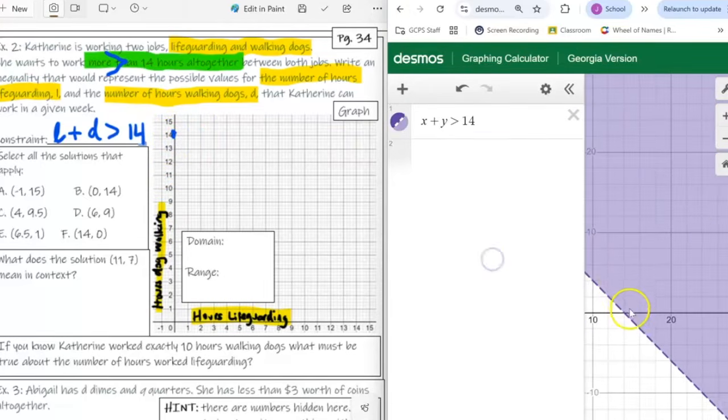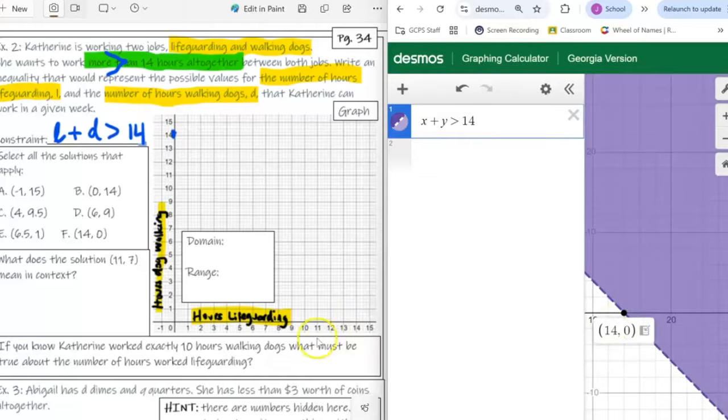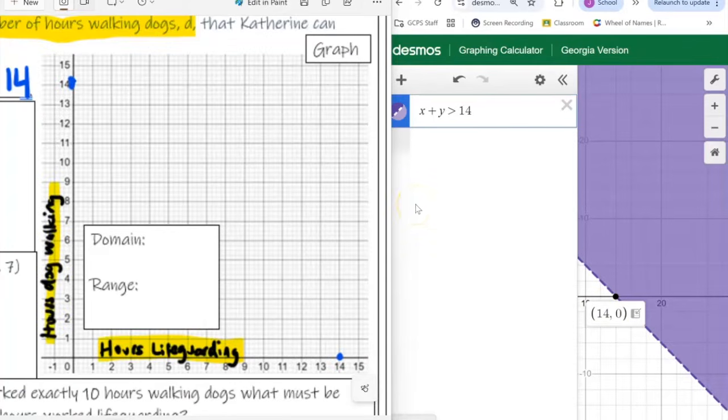And then I'm going to go to my x-axis. And that's going to be 14, 0. Just pay attention to the fact that it is a dotted line. So make sure that your line is dotted.